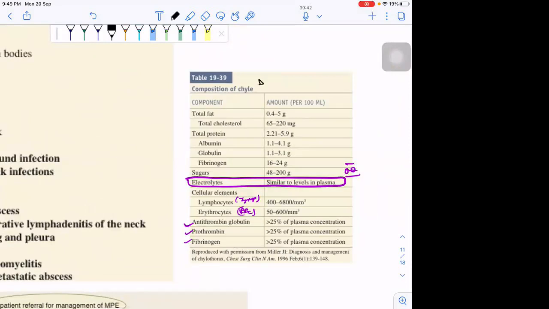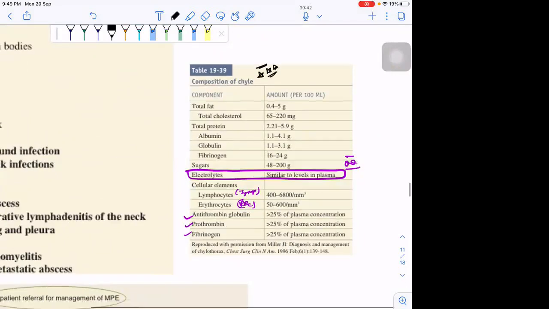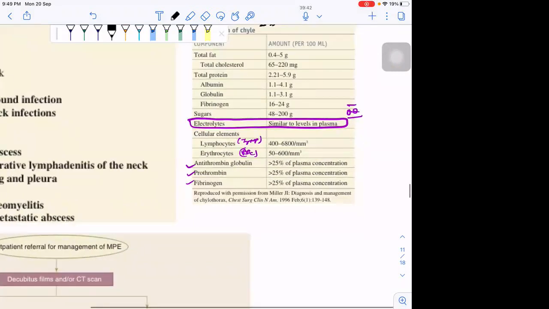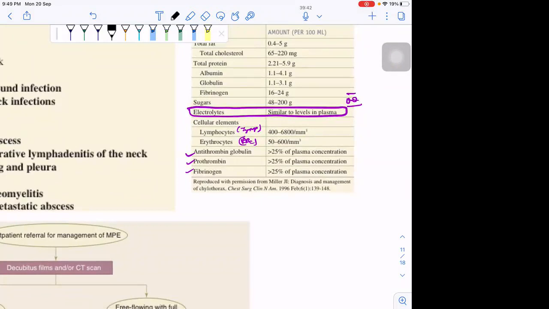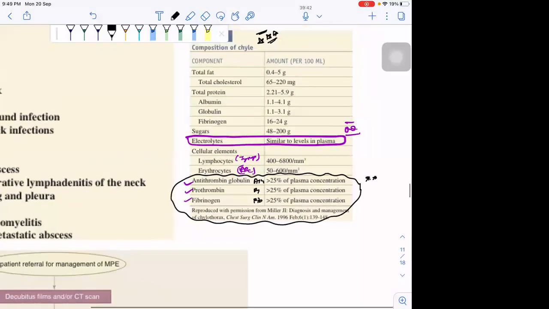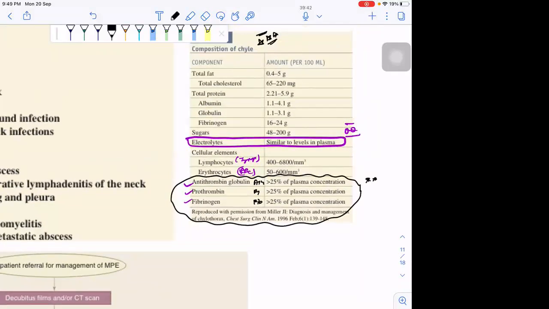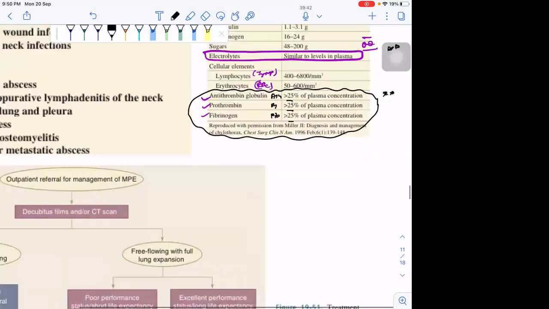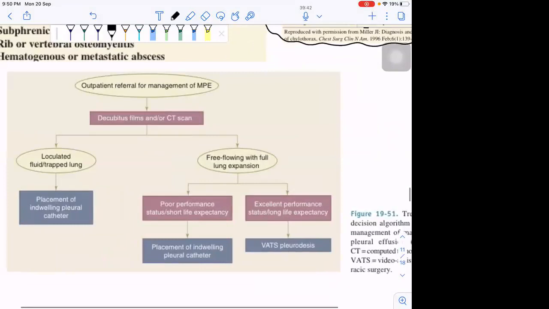Then you see the composition of chyle. Very, very important, a basic question. You have to remember one thing: the electrolytes are similar to the plasma level. And the triglycerides, prothrombin and fibrinogen are greater than 25% of plasma concentration. Just remember these two terms. The electrolytes are similar to your plasma level, and triglycerides, prothrombin and fibrinogen are greater than 25%, that is, one quarter higher than the plasma concentration.